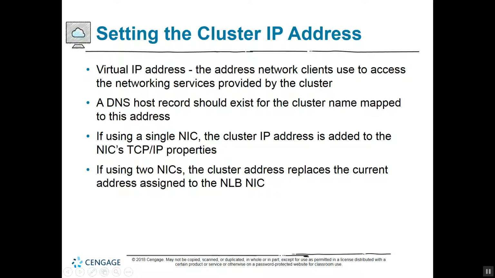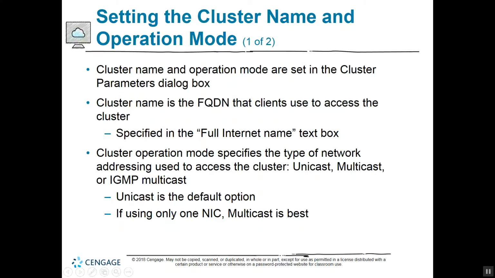The virtual IP address is the address network clients use to access the networking services provided by the cluster. A DNS host record should exist for the cluster name mapped to this IP address. If using a single NIC, the cluster IP address is added to the NIC's TCP/IP properties. A cluster name and operation mode are set in the cluster parameters dialog box. The cluster name is the FQDN that clients use to access the cluster, or the full internet name text box.